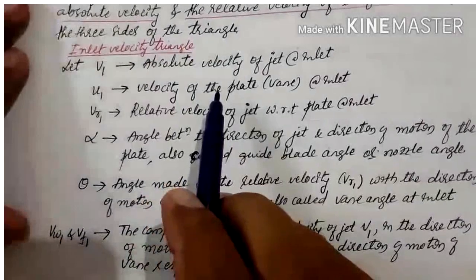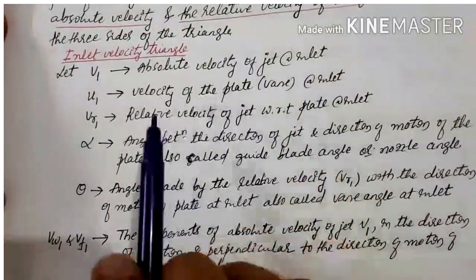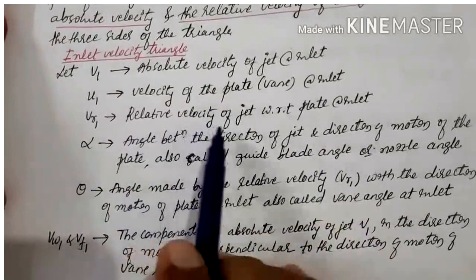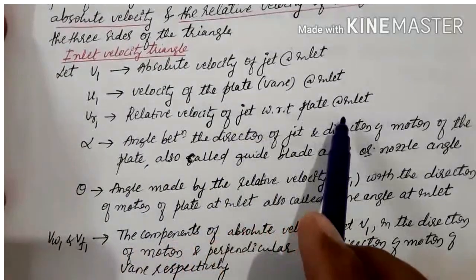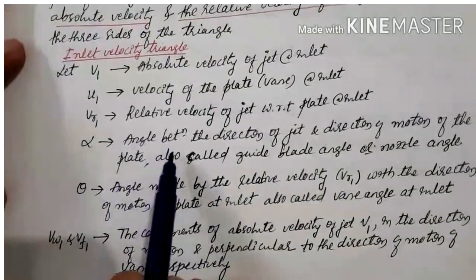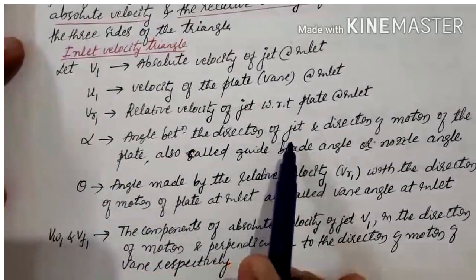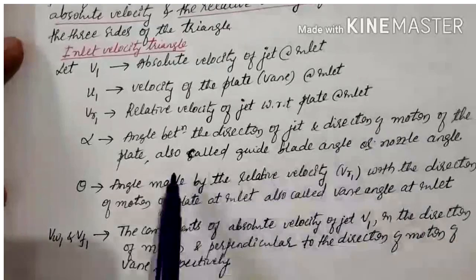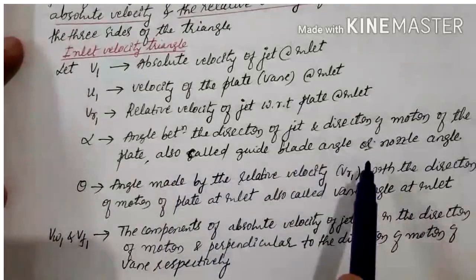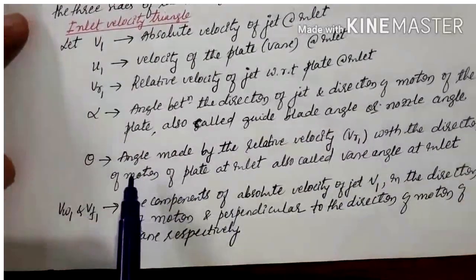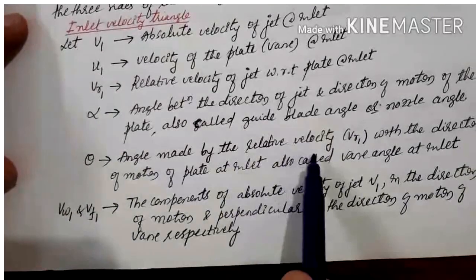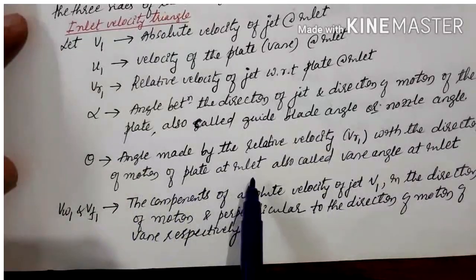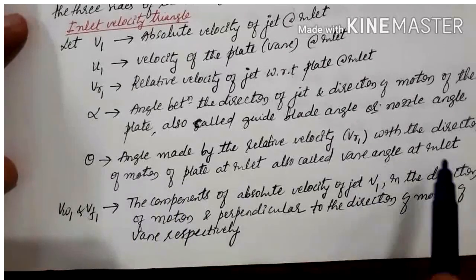Here I have written: V1 is the absolute velocity of the jet at inlet, U1 is the velocity of the plate at inlet, Vr1 is the relative velocity of the jet with respect to the plate at inlet. Alpha is the angle between the direction of the jet and the direction of motion of the plate, also called the guide blade angle or the nozzle angle. Theta represents the angle made by the relative velocity Vr1 with the direction of motion of the plate at inlet, also called the vane angle at inlet.